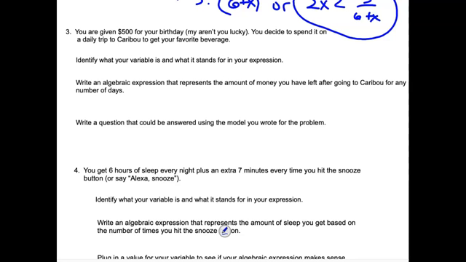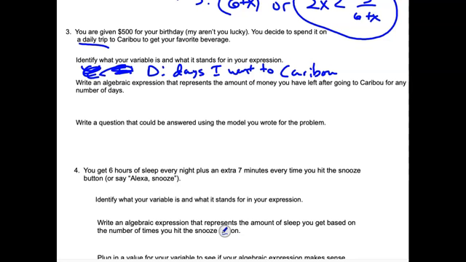So you could say that your variable, whatever you want to say, C stands for Caribou, or you could call it T for trips to Caribou, or if you just want to keep using x, whatever. Okay? Or you can use maybe day, because you're going every day, right? So let's just go with day. It's a daily trip to Caribou. So I would say that D stands for the days I went to Caribou, because that's going to determine what happens to my $500.